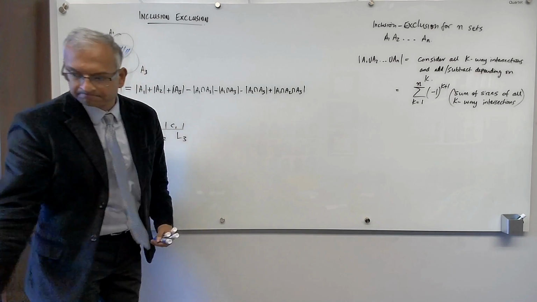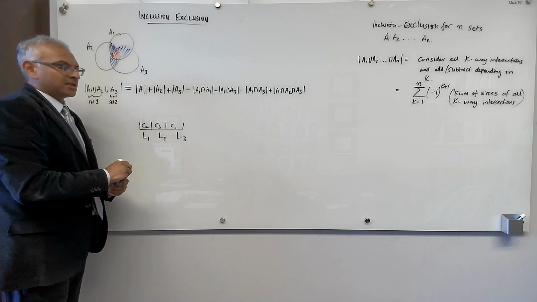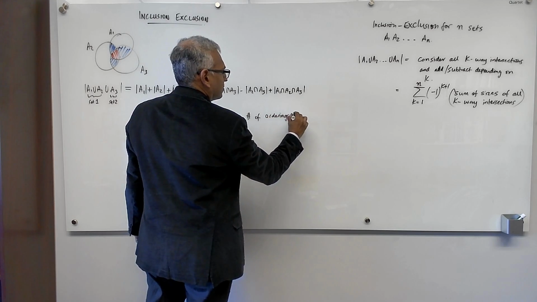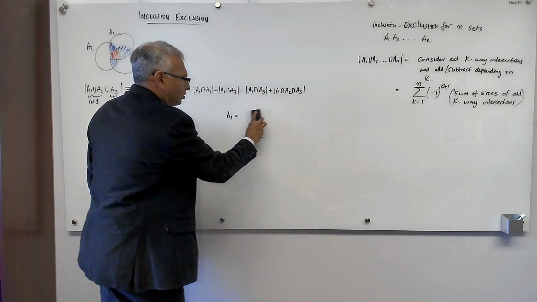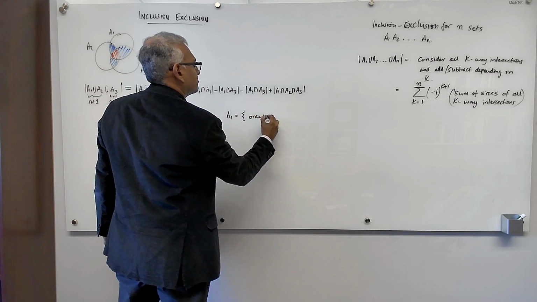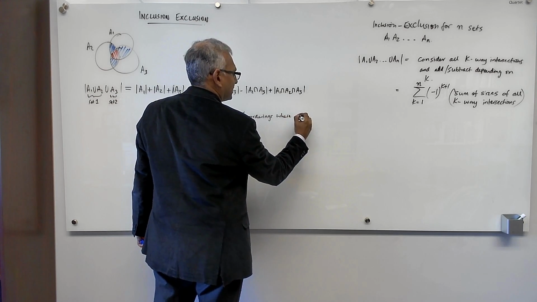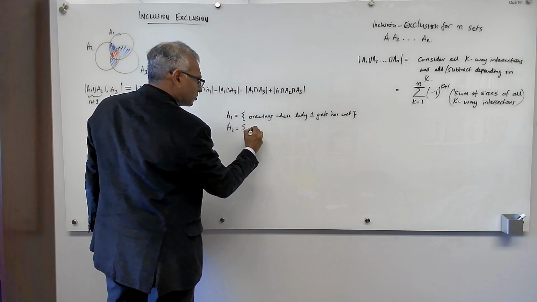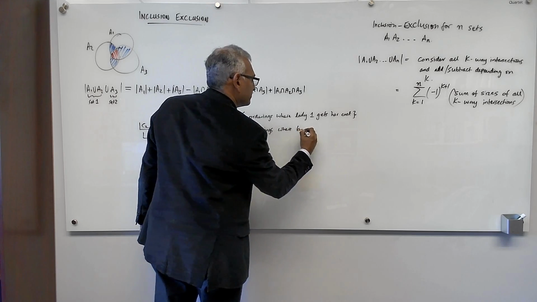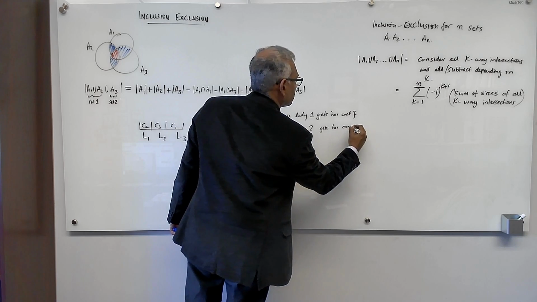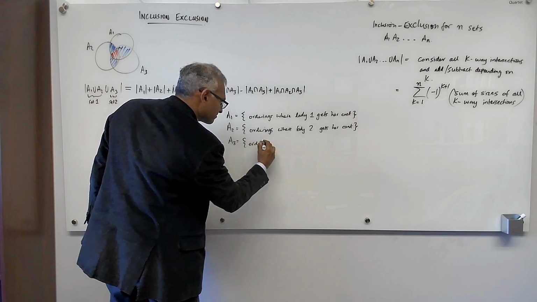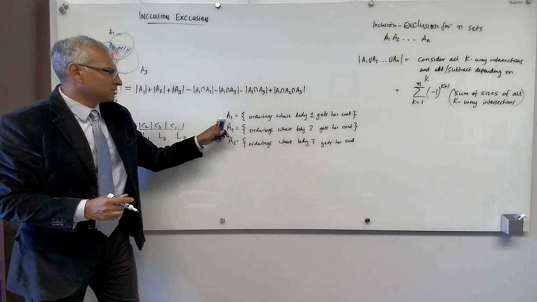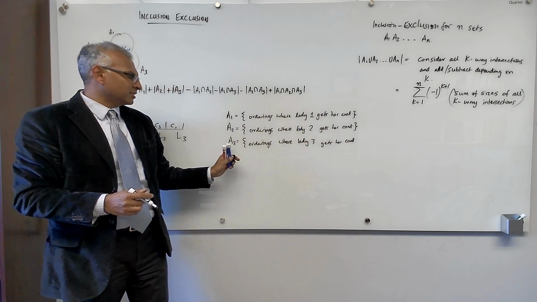Let us define the number of ways in which lady 1 gets back her coat. Let us define A1 equal to the orderings where lady 1 gets her coat. Let me define A2 as the orderings where lady 2 gets her coat, and A3 as the orderings where lady 3 gets her coat. So in these orderings, lady 1 gets her coat, in these orderings, lady 2 gets her coat, and in these orderings, lady 3 gets her coat.